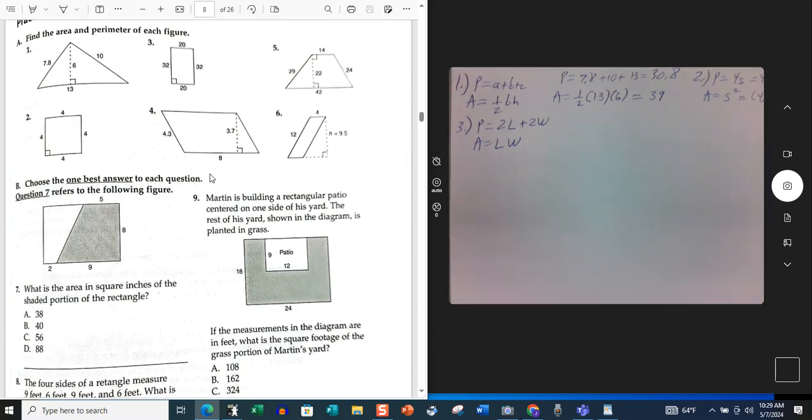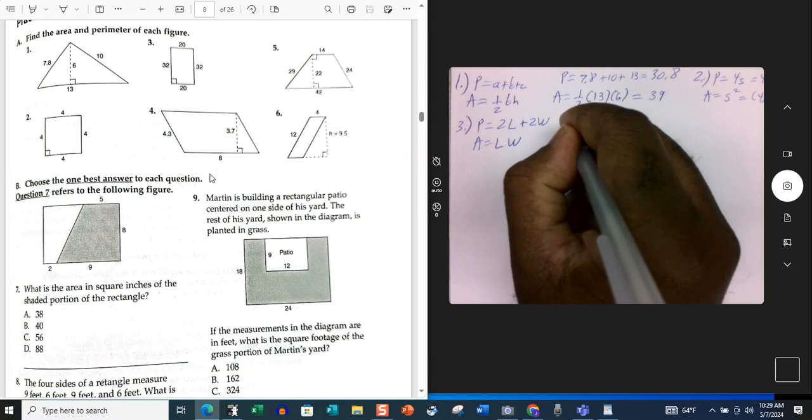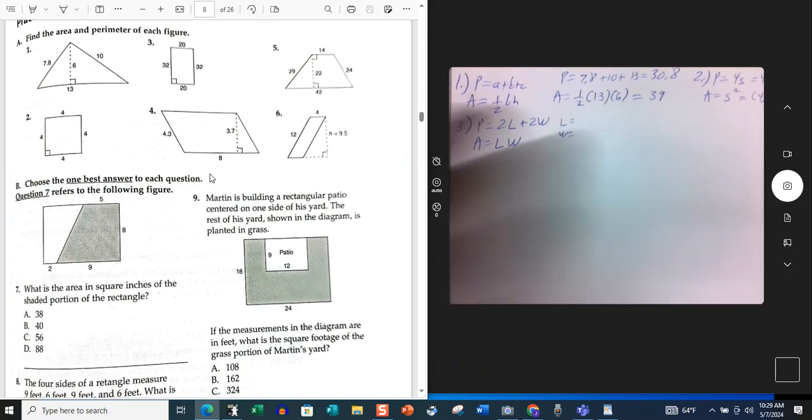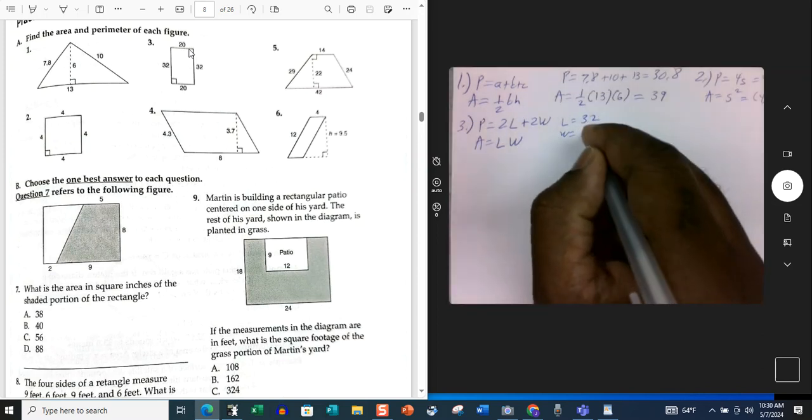Okay, now, with this here, unlike the triangle where your letters could be different, with the rectangle, your length and width are going to be the same. So what I want to do first is write out what length is equal to and what the width is equal to. So here the length is typically the longer side. So that's 32, and your width is how wide it is, which is 20.